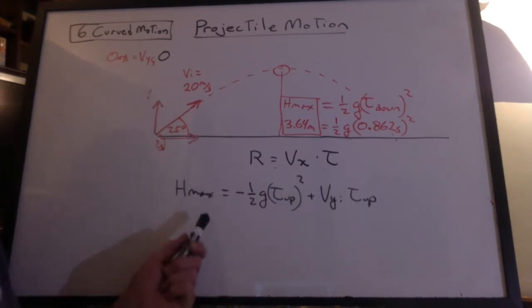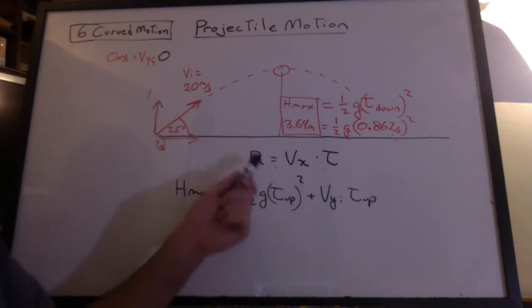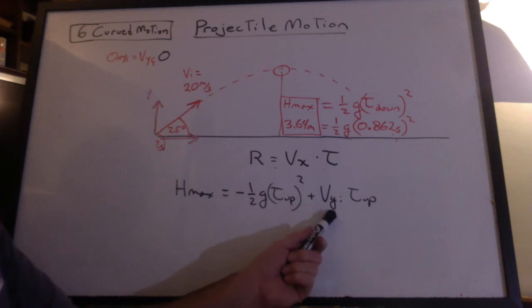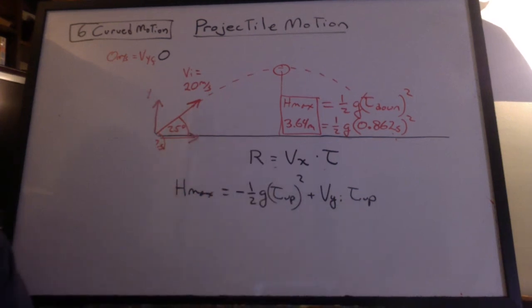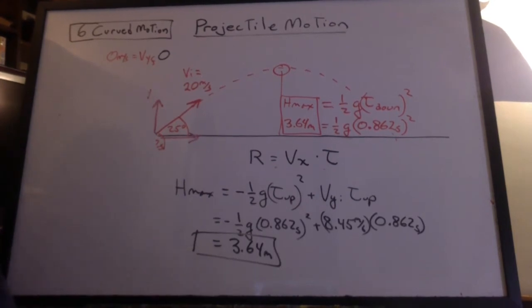Want to do it the hard way? Well, go negative 1/2 g t up squared, and negative because gravity's down, because this initial velocity is a positive going up. Multiply that times the time up. And you still get 3.64 meters for the maximum height.